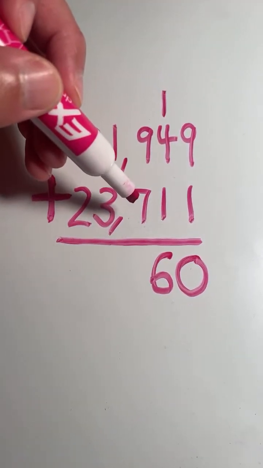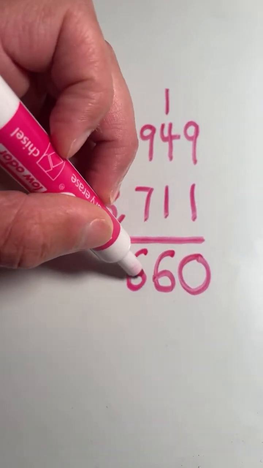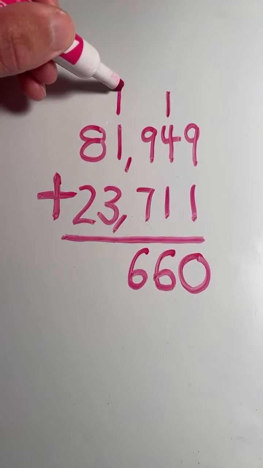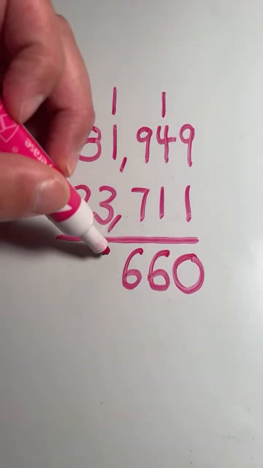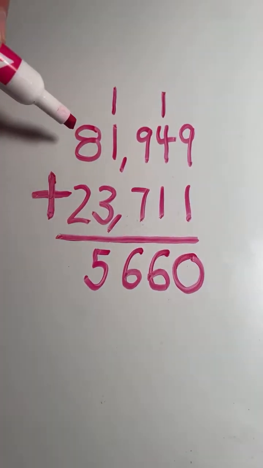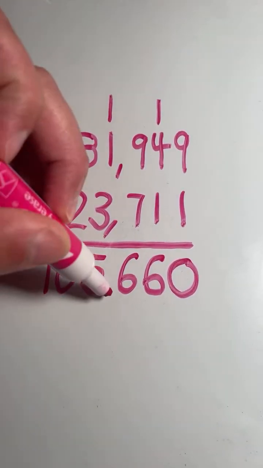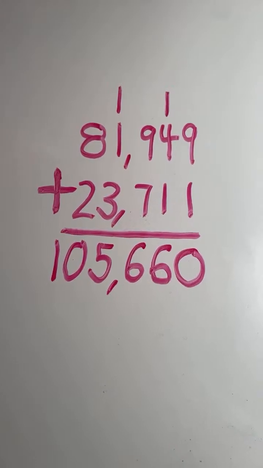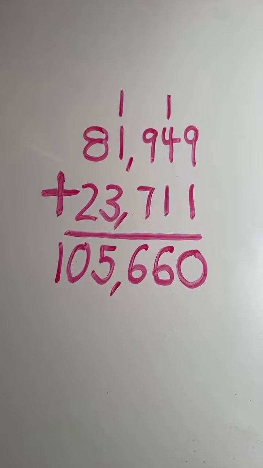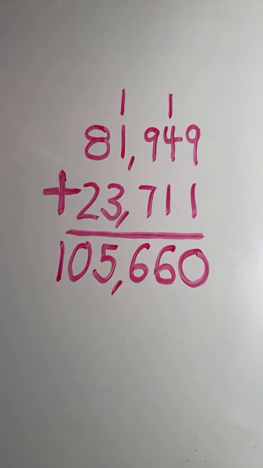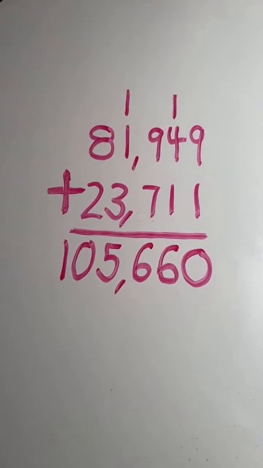9 plus 7 equals 16, so we do need to regroup in the hundreds place. So the 6 in 16 goes in the hundreds place. The 1 in 16 gets carried over to the thousands place. 1 plus 1 plus 3 equals 5. 8 plus 2 equals 10. And we have our final answer. 81,949 plus 23,711 equals 105,660. All right, moving on to example number 2.